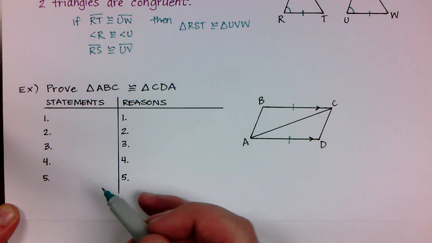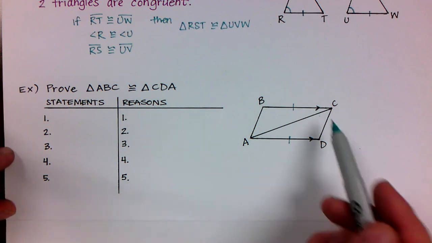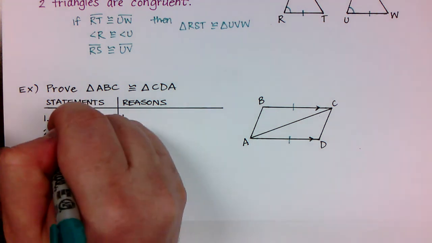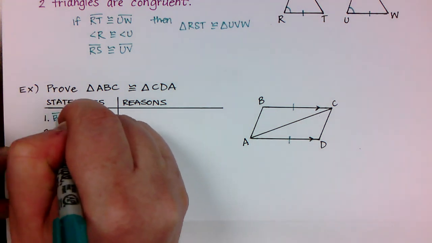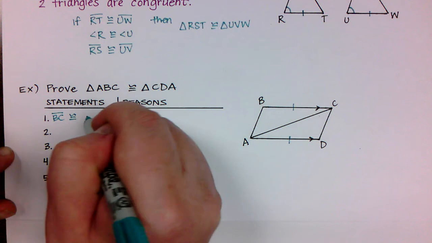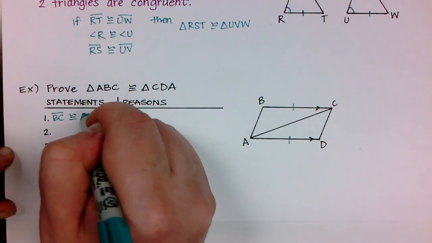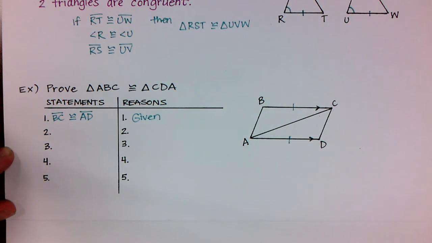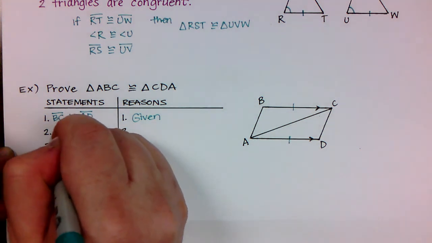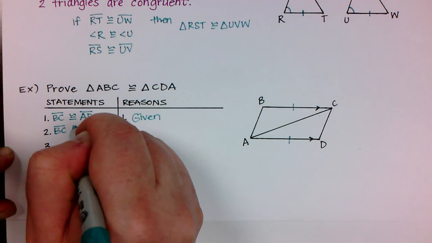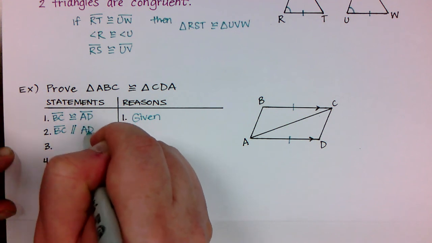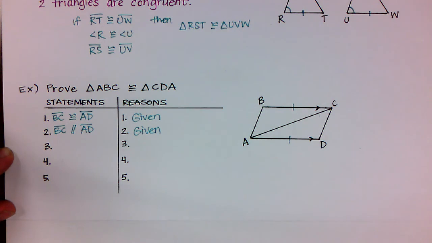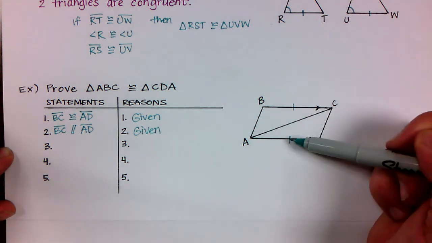So let's just write some of those things that we can see from our diagram that were given in the beginning. So as I said, BC is congruent to AD. That's given. Okay, and I also said that BC is parallel to AD. That's also given from the markings. Okay, so right now all that I have is one side.